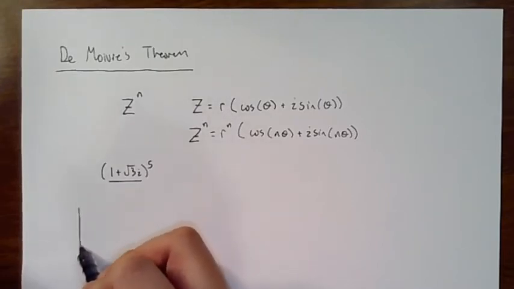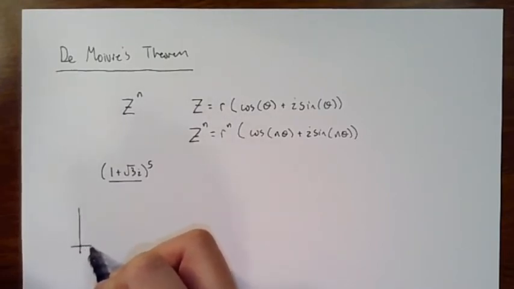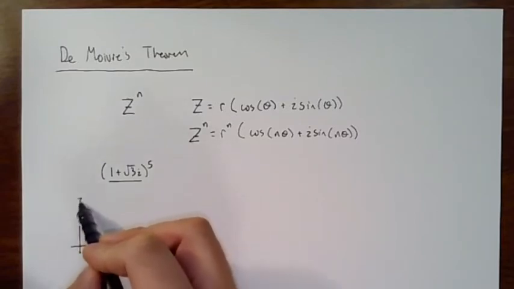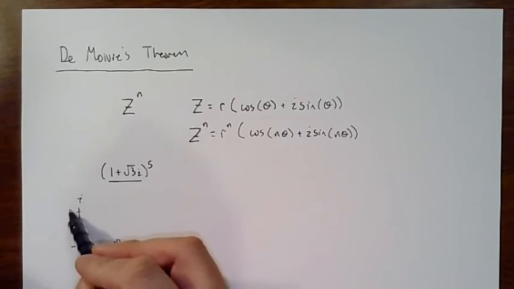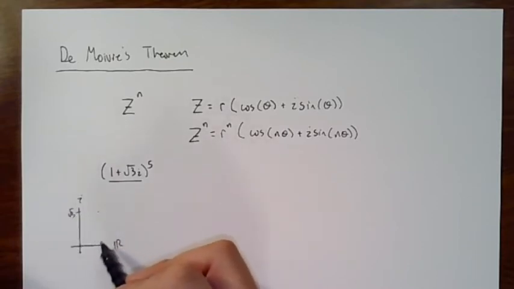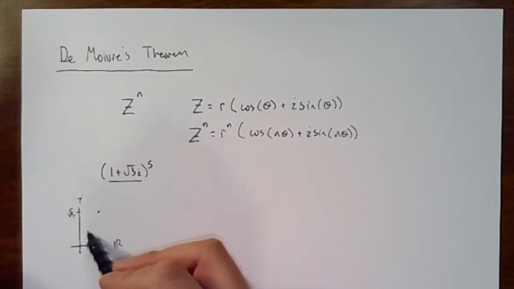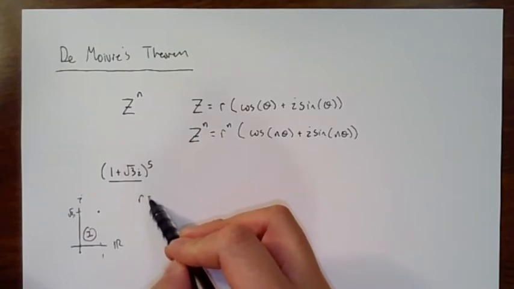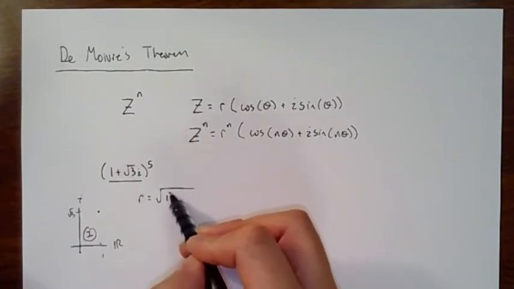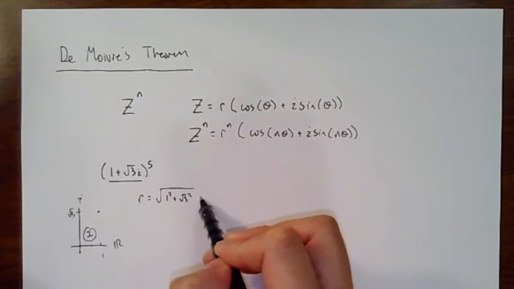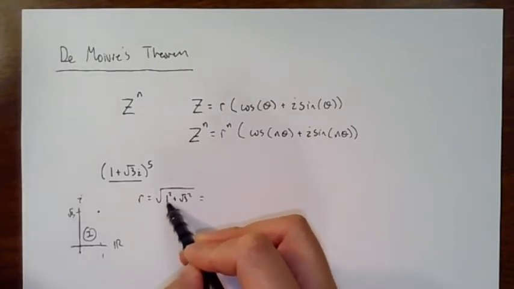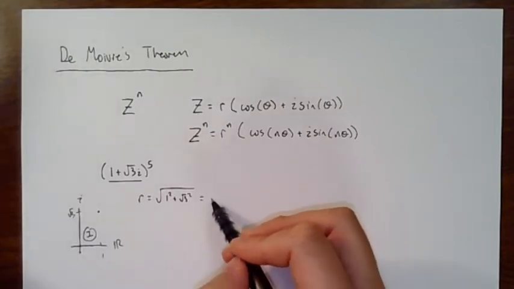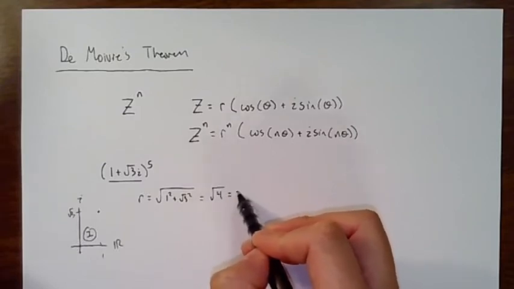So I'm going to diagram it first. When I diagram it, I get this drawing, or something like this. So 1 in the real part, square root 3 in the imaginary part. So this is in quadrant 1. So I need to find my r, which is the square root of 1 squared plus square root 3 squared. Square root 3 squared is 3, 1 squared is 1, 1 plus 3 is 4, square root 4 is 2.